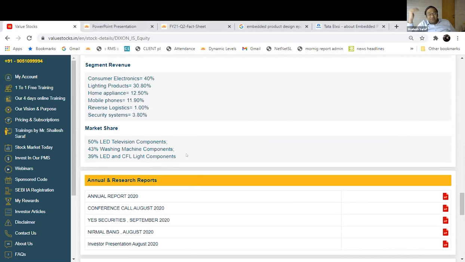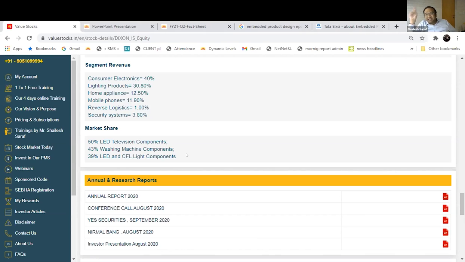अब देखिए, 50% एलईडी कंपोनेंट्स का मार्केट शेयर डिक्सन टेक्नोलॉजीज के पास है. हम सब लोग टीवी यूज करते हैं, टीवी के अंदर जो कंपोनेंट्स लगते हैं वो 50% डिक्सन से बनते हैं. सब लोग टीवी देखते हैं, बट कभी हमने देखा है कि टीवी के अंदर जो चीज बनती है वो डिक्सन का होता है.